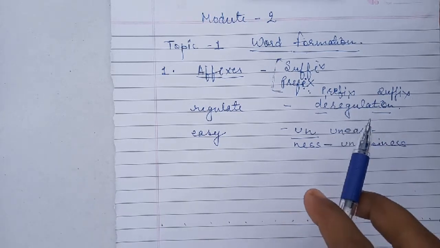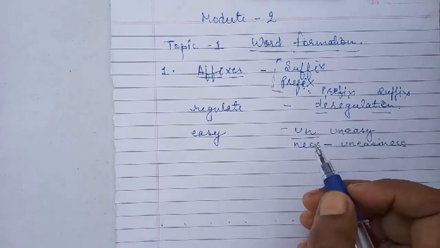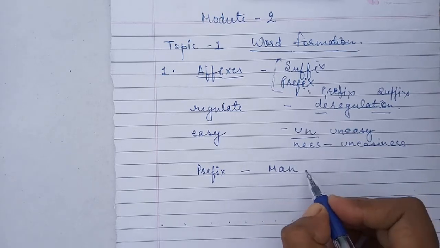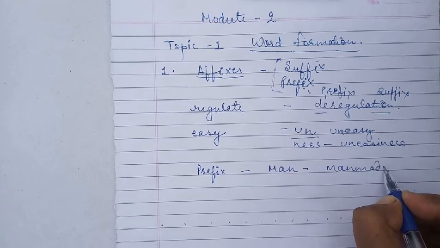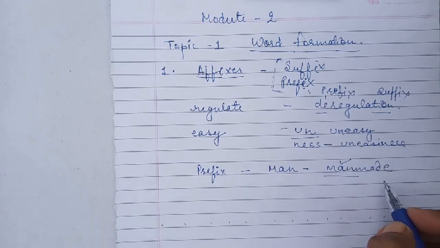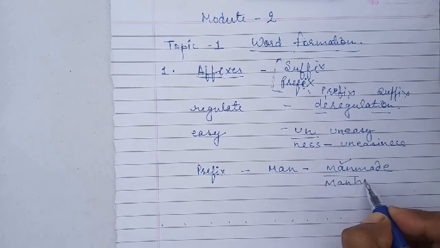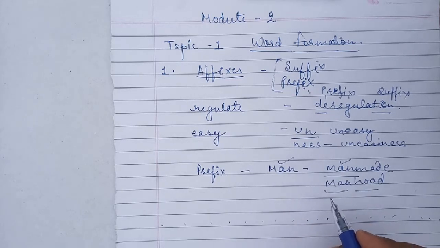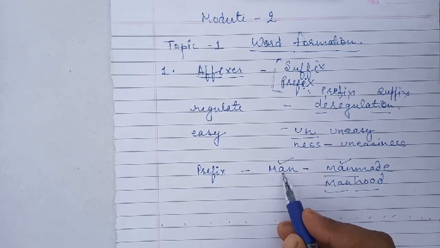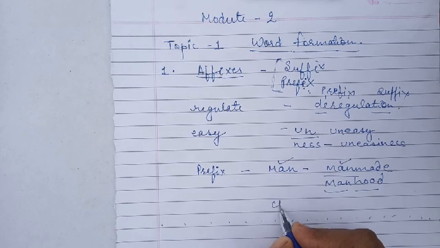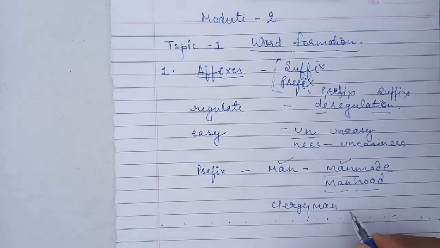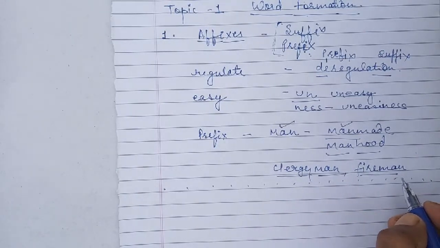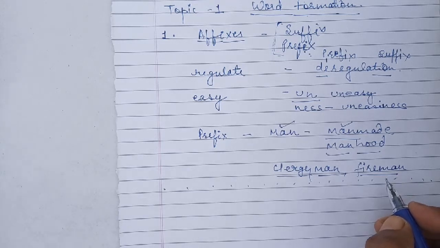The prefix need not have any meaning in isolation, but in some cases it has a meaning. For example, the prefix man, as in man-made. Here it has its own meaning. Manhood. In these examples, you can see that the word we are using as a prefix itself has a meaning. Man can also be used as a suffix, as in clergyman, fireman, etc.